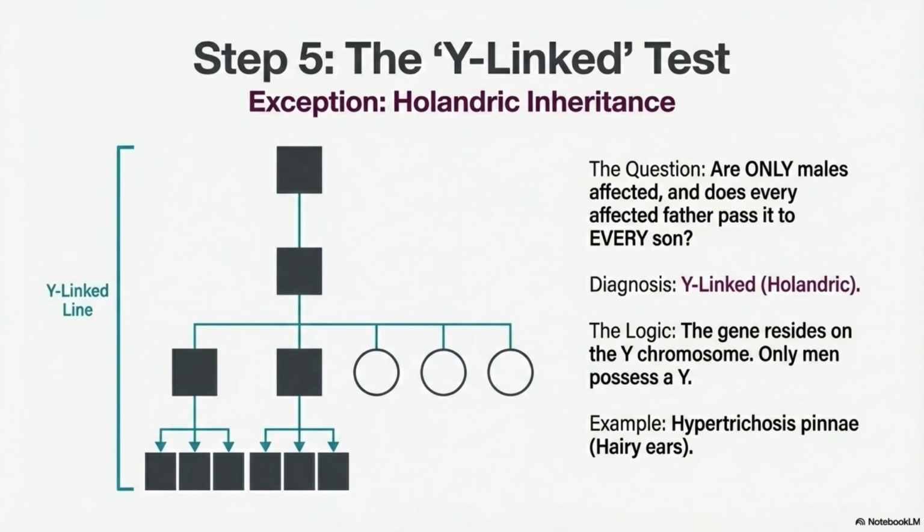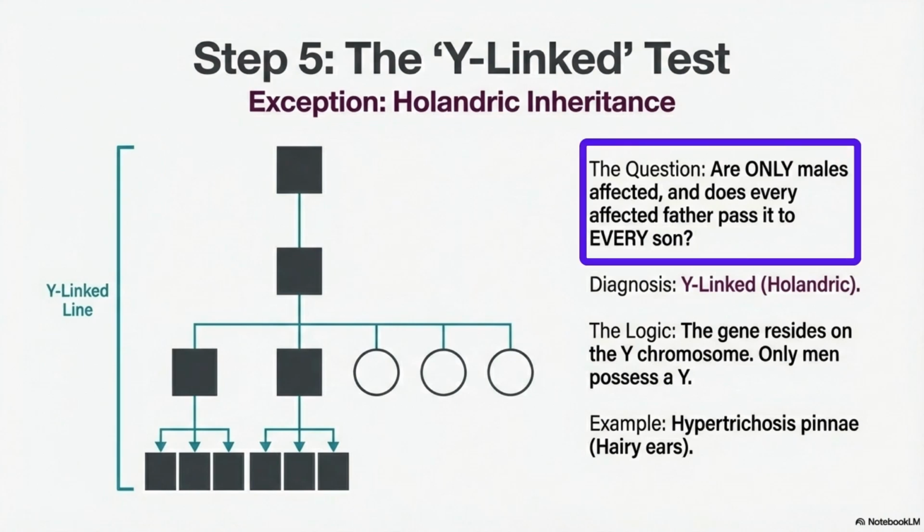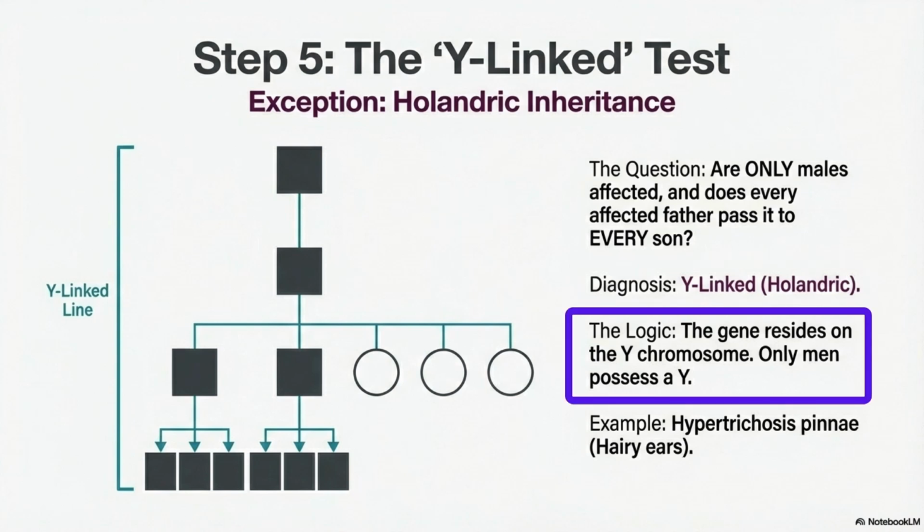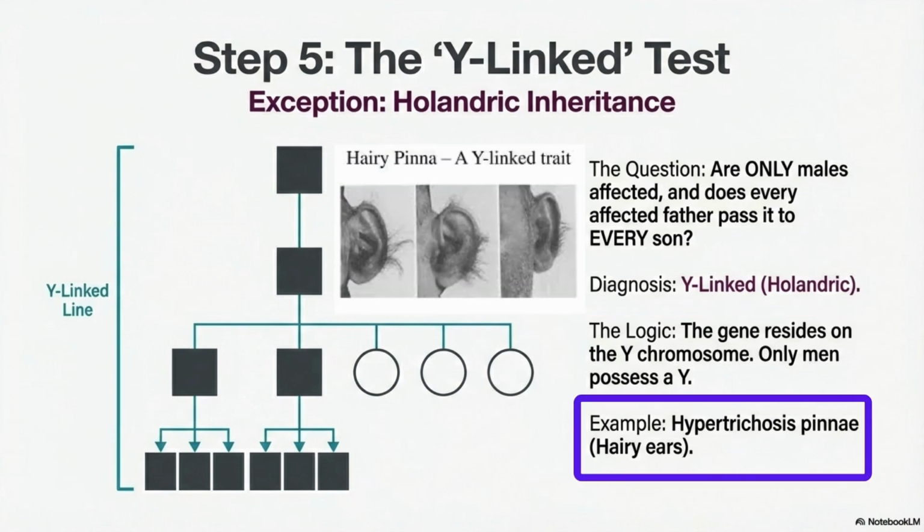Step 5. The Y-linked test. This is the rarest. Question is, only males affected, and does every affected father pass it to every son? If the answer is yes, diagnosis is Y-linked, Holandric. The logic here is only men have Y. Example is hypertrichosis pinnae or hairy ears.